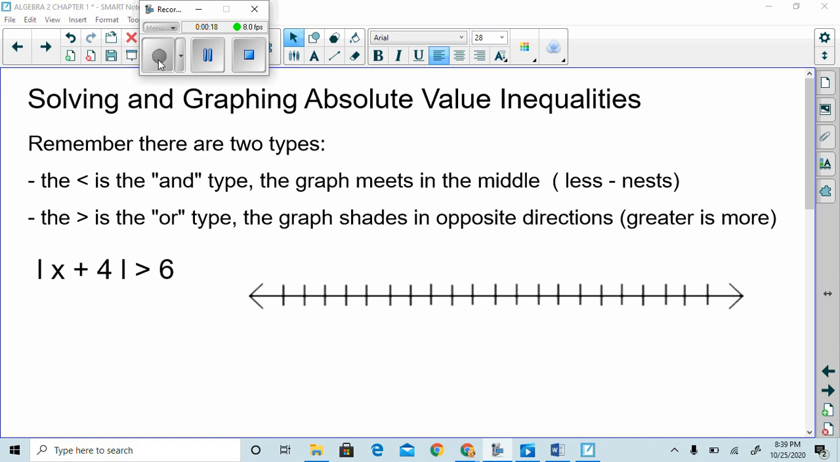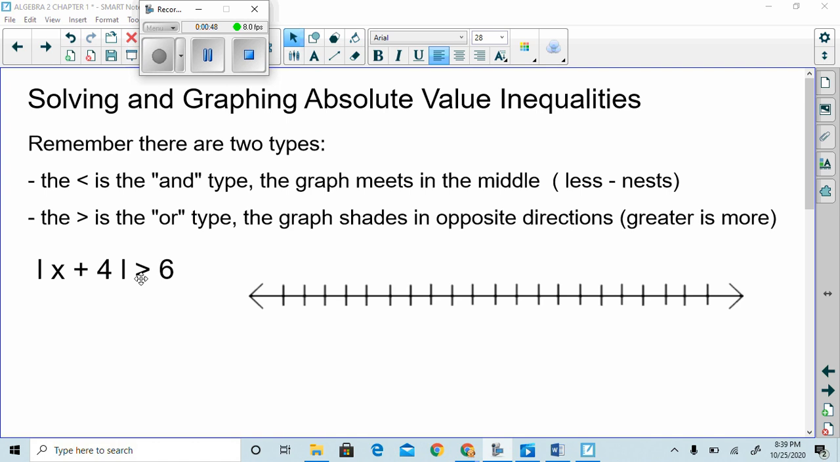If you recall from last week, there were two types, the less than or the "and." Less than nests in the middle, so when we graph those, the boundary points are shaded in the center. The greater than is the "or" type. Greater is the ors, and they will shade in opposite directions. So greater is more. Let's take a look at solving.